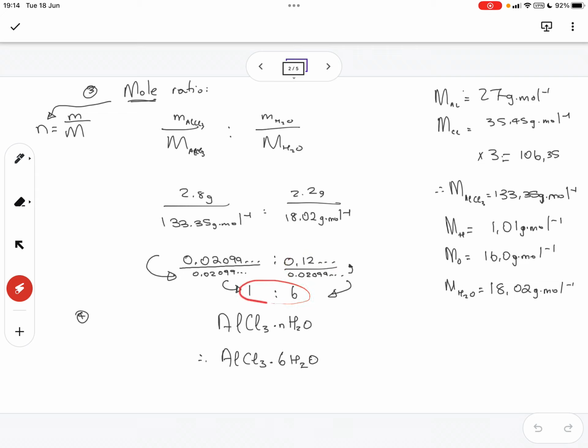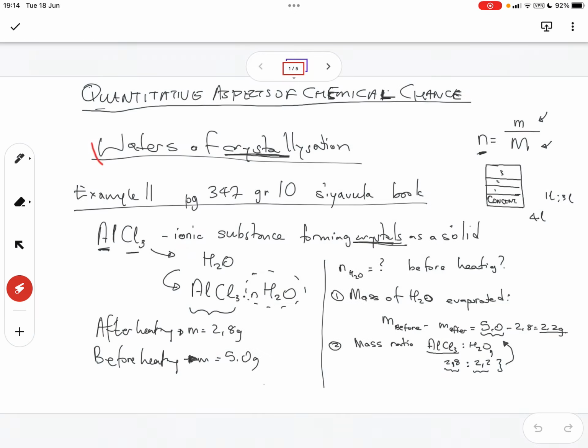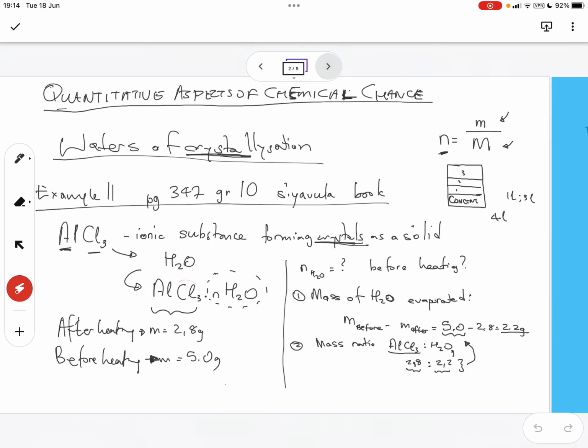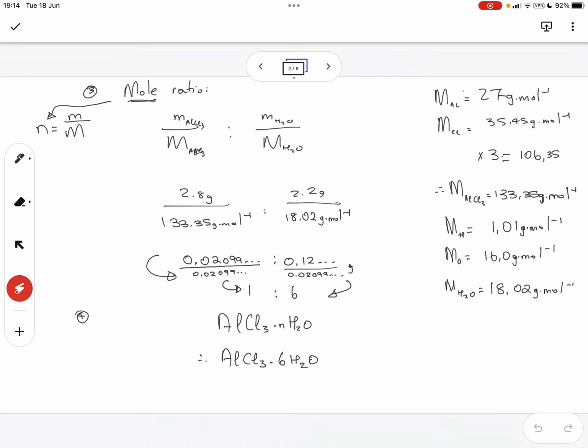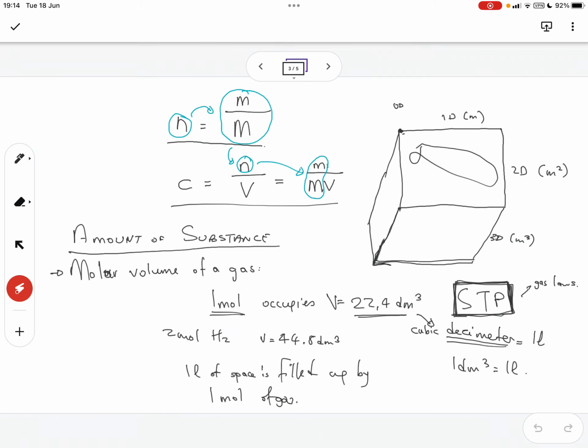Now, what does this tell us? This is a very important revelation because it tells us that for every 1 mole of aluminium trichloride, we need 6 moles of water to form a crystal. That is why these are called waters of crystallization, because you need a certain number of moles to form a crystal with that salt. So that's how we solve the fourth type of problem.